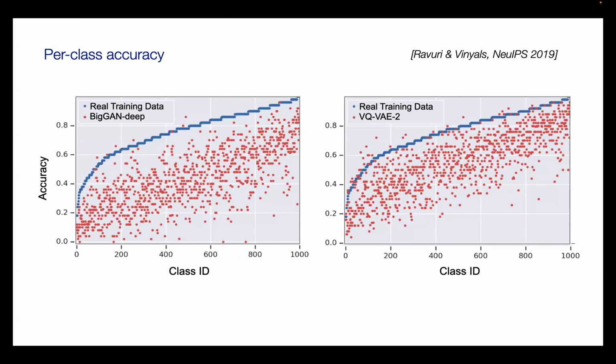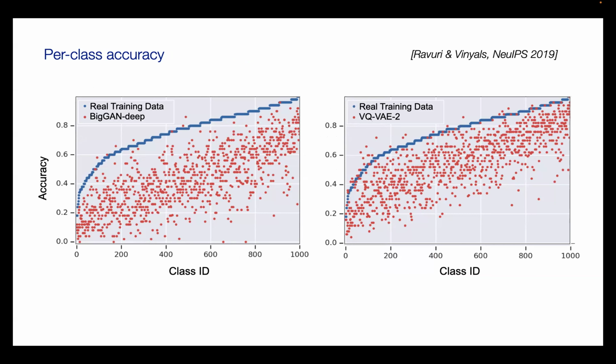And so these were two plots from their paper showing, I think, the GAN on the left and VQ-VAE on the right. The blue dots are the accuracies of the 1,000 classes of the model trained on real data. And the red dots are the class accuracies for the models trained on the synthetic data. And they fall short.